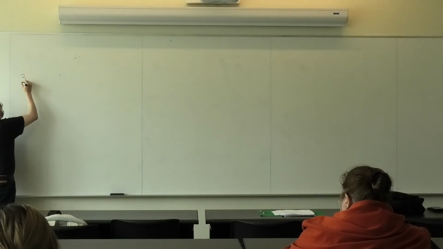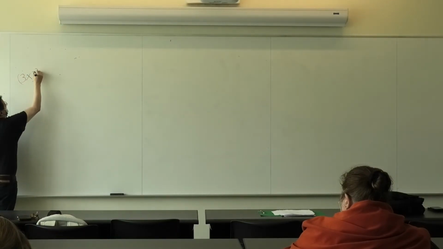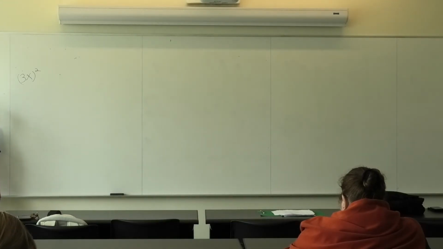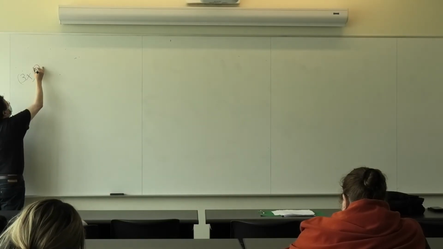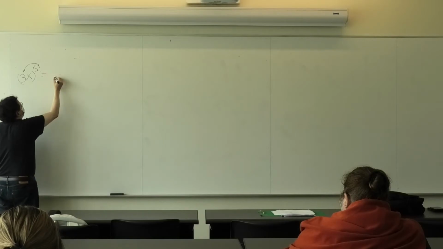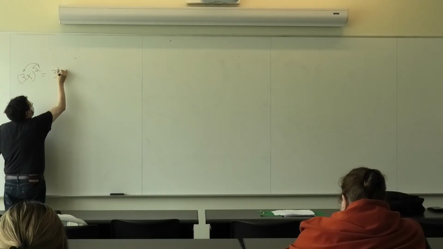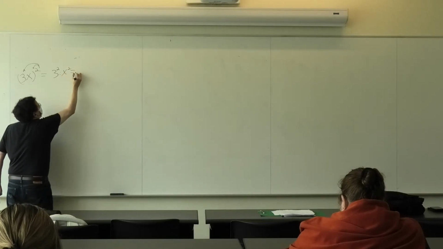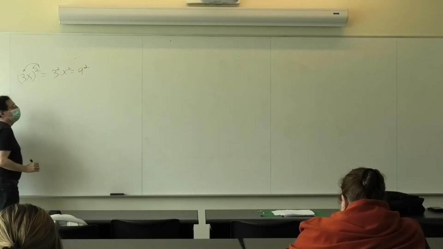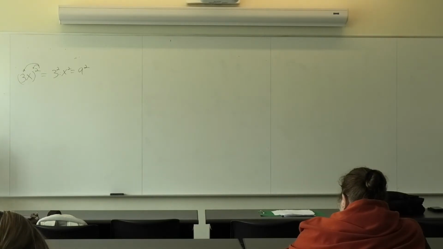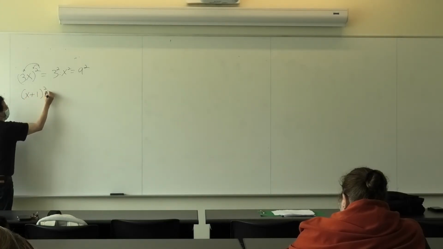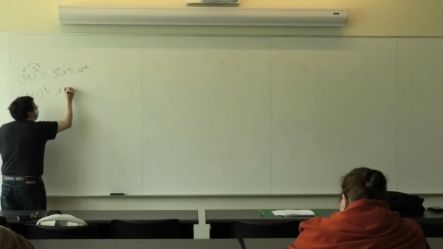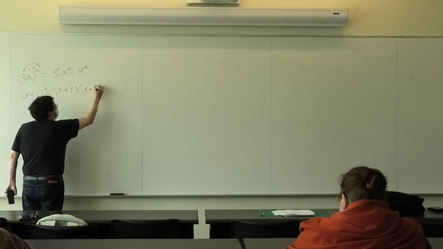So, for example, I might have something like this, 3x squared. And one of our rules of exponents says that I can distribute this 2 over these, right? Over the number and the variable. So 3 squared times x squared, or 9x squared. Another example would be, you might have x plus 1 squared. Right? Well, that's x plus 1 times x plus 1.